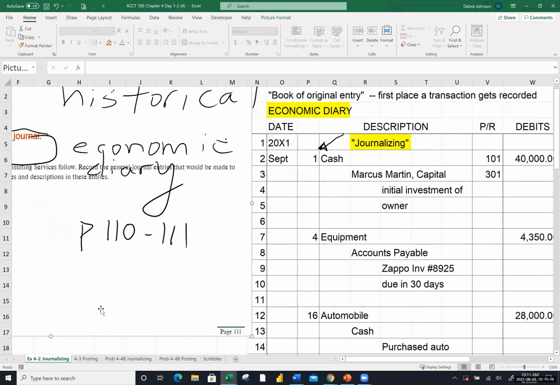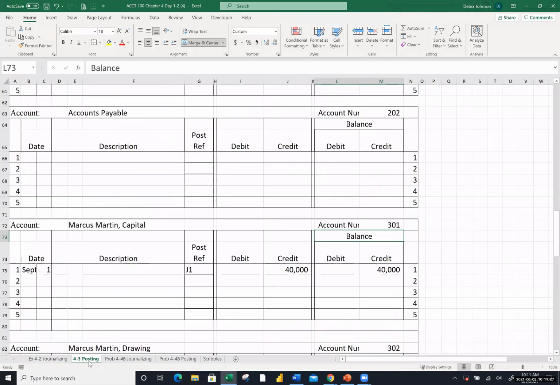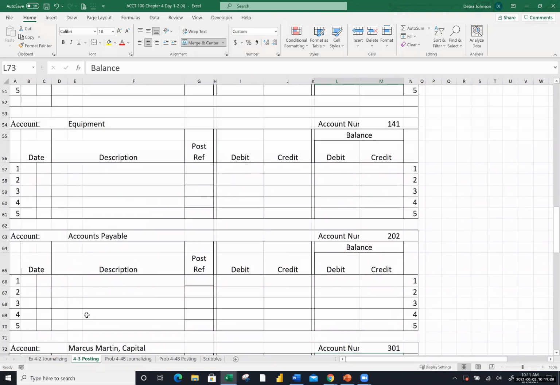Okay, let's go post the second one then. So let's go find equipment. Remember, that's going to be in the asset series, so it's going to be toward the top. Let's go find equipment and debit it for 4350. So I'm coming back over here. I'm going back to the asset category. Here is my equipment.